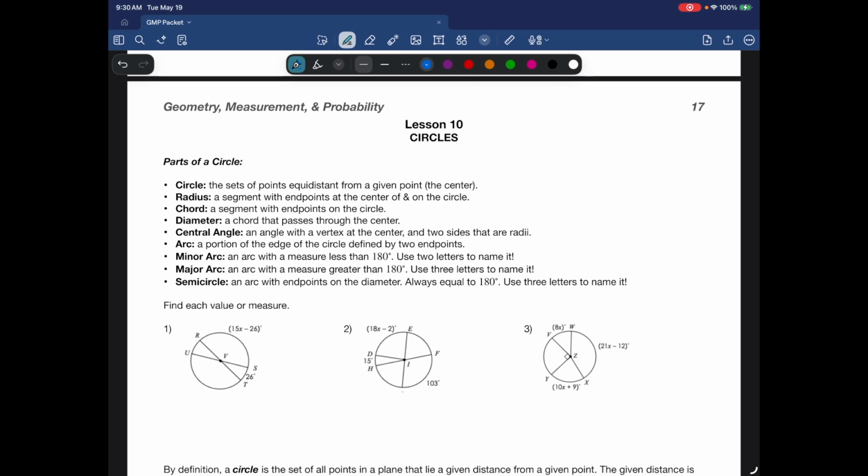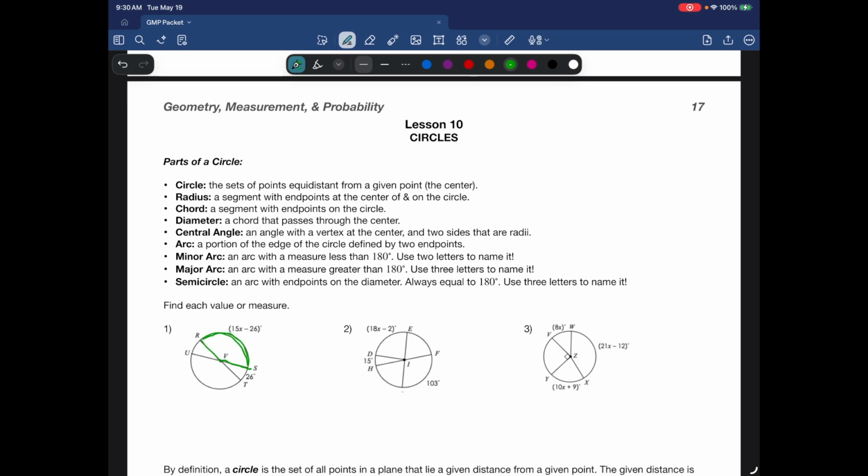All right, some of the parts of a circle are the circle, the radius, chord, diameter, central angle, arc, minor arc, major arc, semicircle. So circle, we know what that is. A radius is the distance from the center to a point on the circle. A chord is a segment within the circle that hits the circle at two different points, and the diameter is a chord that goes through the center. A central angle is an angle that goes through the center. So like RVS, it's a central angle because it goes through the center. And then an arc would be this part right here.